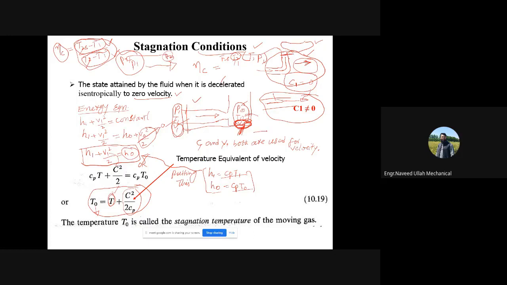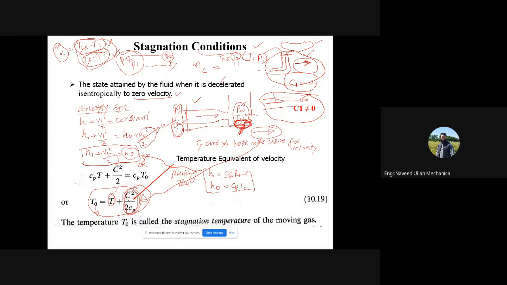The velocity that you have made zero, where did that velocity go? Okay, according to the law of conservation, that is converted to temperature. So we call this temperature equivalent of velocity, right? So in most of the cases, actually here it is probably written ahead also that this term is actually very small. So in most of the cases, it is neglected.